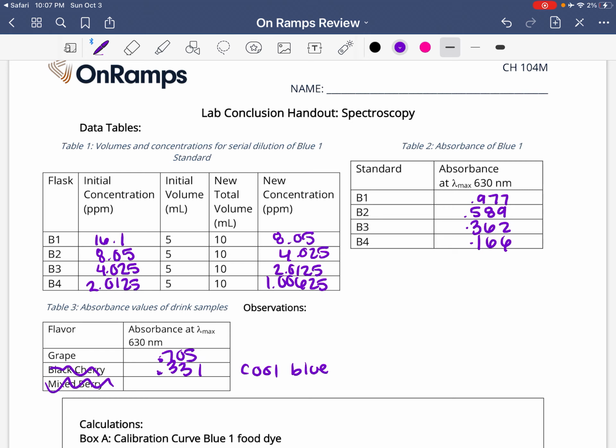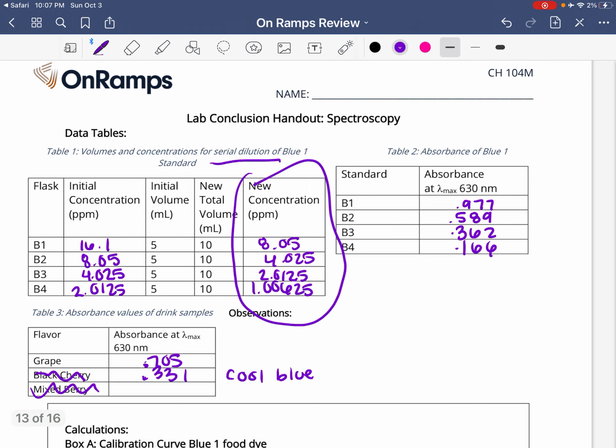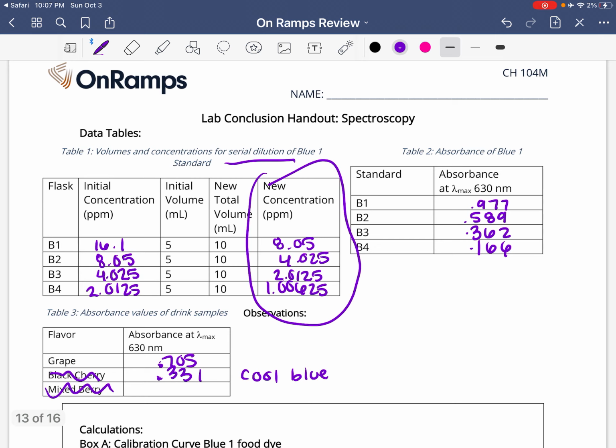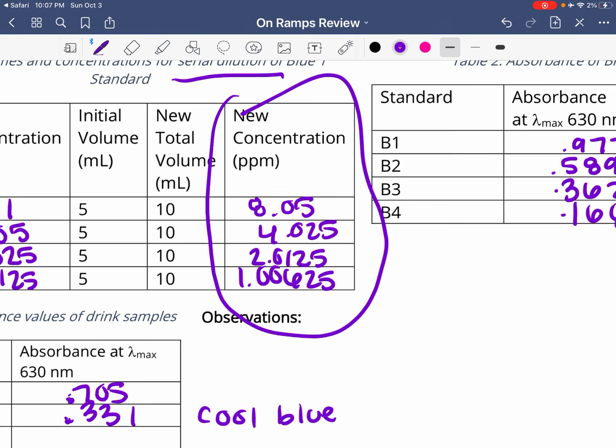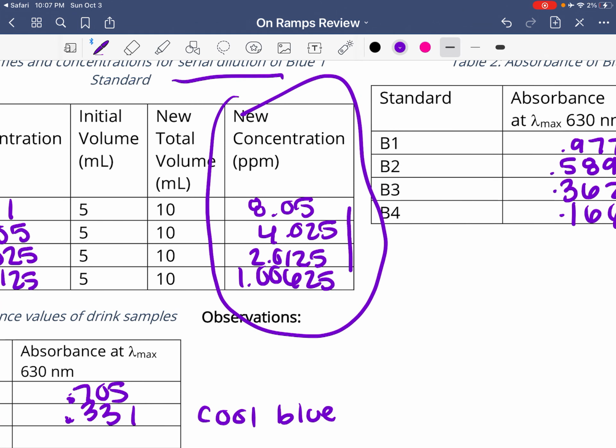So I performed some serial dilutions for you, giving us new concentrations. Okay? So this was B1. The concentration of B1 was 8.05. B2 was 4.025 ppm. B3 was 2.0125 ppm. And B4 was 1.00625 ppm. Okay, those were our concentrations. So as you can see, as the concentrations are decreasing, because I was diluting it over and over and over again.